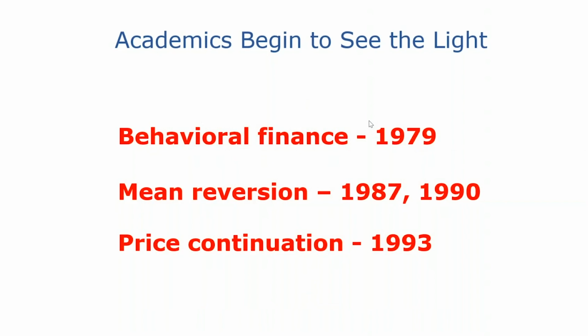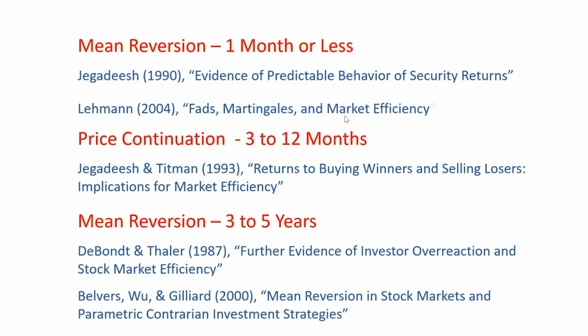They also discovered mean reversion, which goes against efficient markets. First on a short-term basis and long-term basis, and then intermediate term-wise, they discovered price continuation or momentum. For those who want to check it out, here are the papers evidencing that.